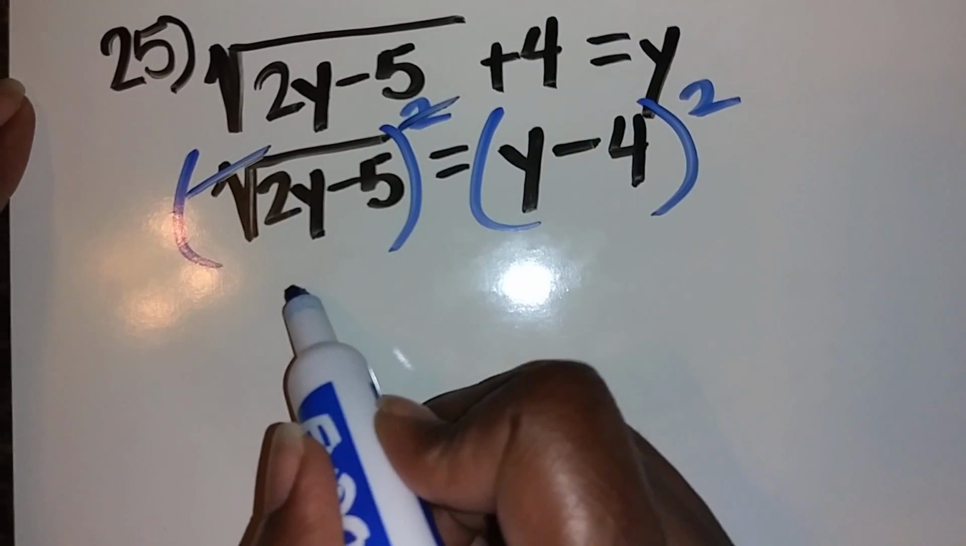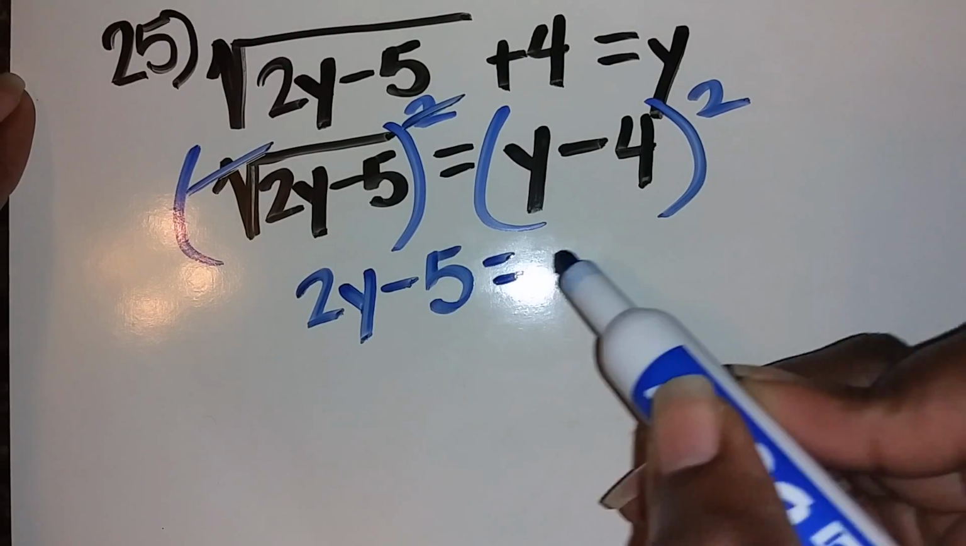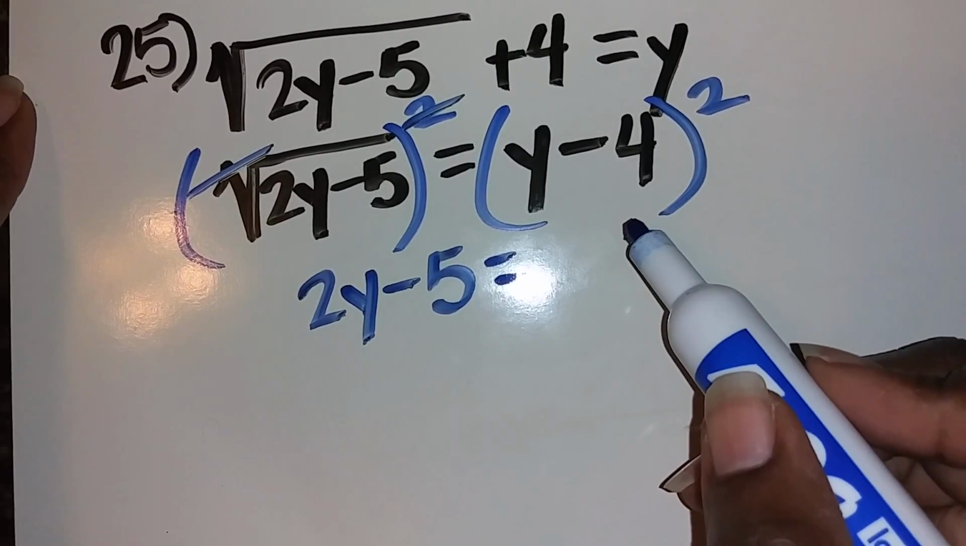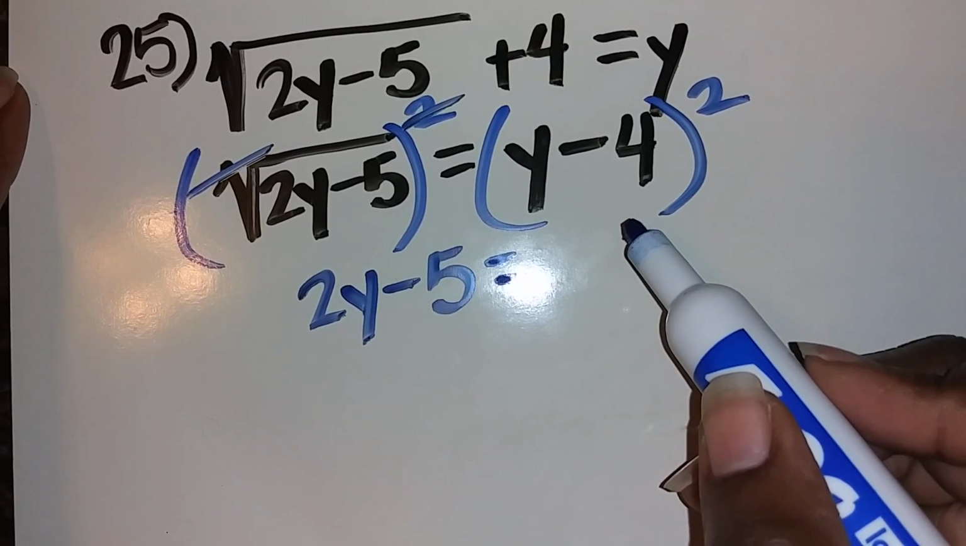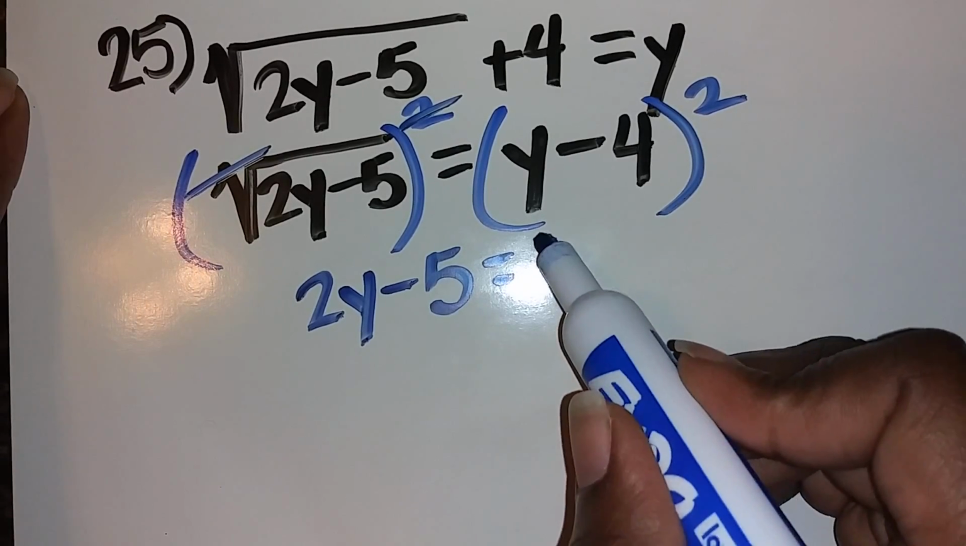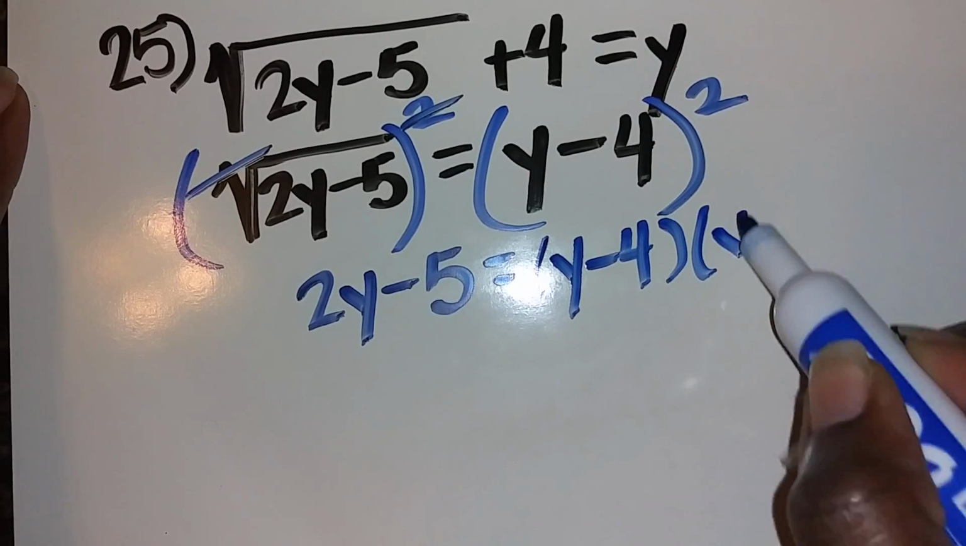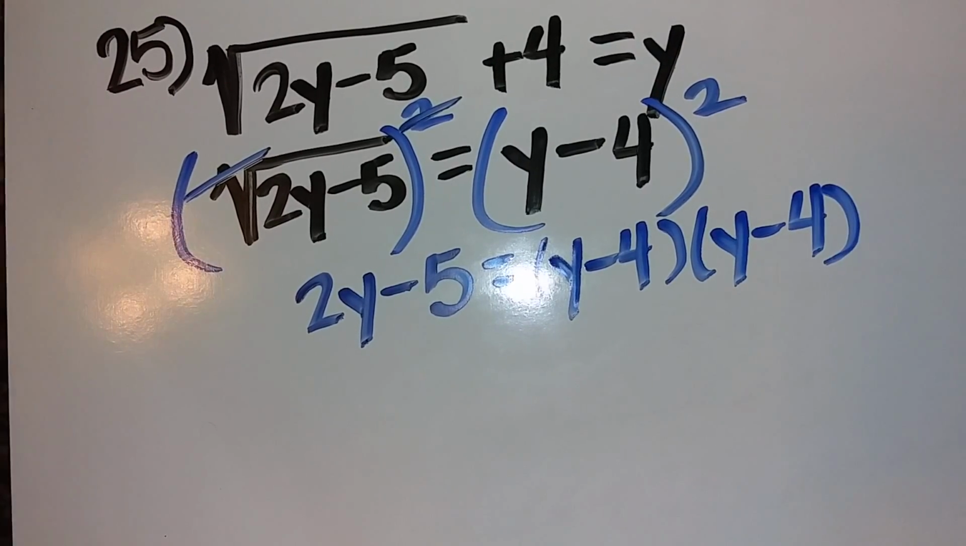I am left with 2y minus 5 equals, and if I notice here, I see y minus 4. Going back to our very first chapter, we have a base raised to the second power, so we have to write that base out twice. And we're going to do the full method, or you can apply the box method. And we have done plenty of notes on those two methods.